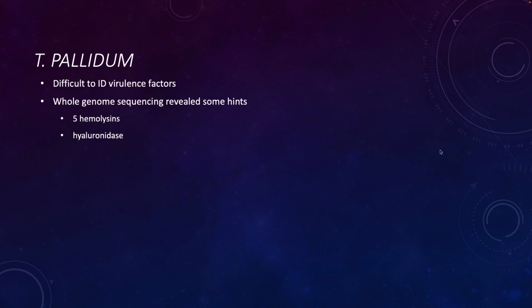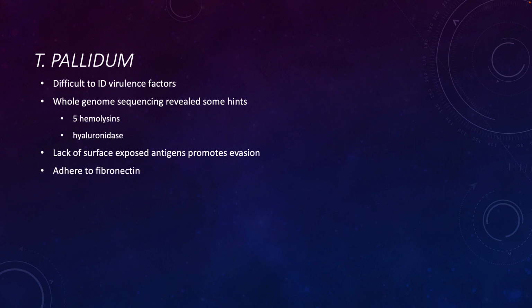It has been difficult to ID the virulence factors in this species. Whole genome sequencing has revealed some hints. They do encode 5 hemolysins and a hyaluronidase. Hyaluronidase is an enzyme that helps bacteria to break down connective tissue. They have a real lack of surface exposed antigens, and that helps to promote immune evasion because the immune system doesn't really recognize it. They're capable of adhering to fibronectin, and because of really the lack of a lot of virulence factors, it's believed that a lot of the symptoms of disease are actually due to the host immune response.